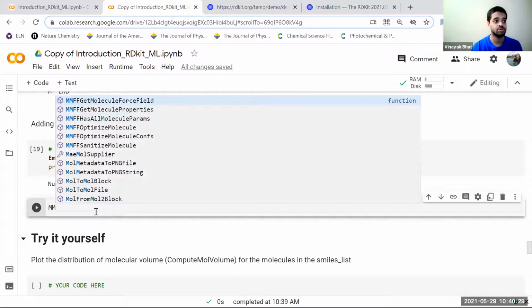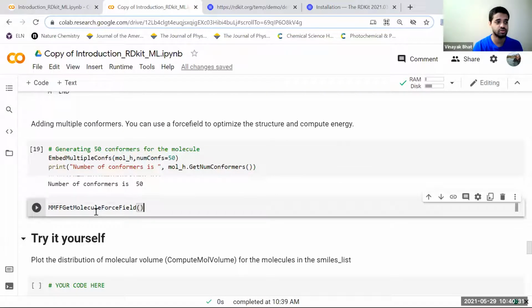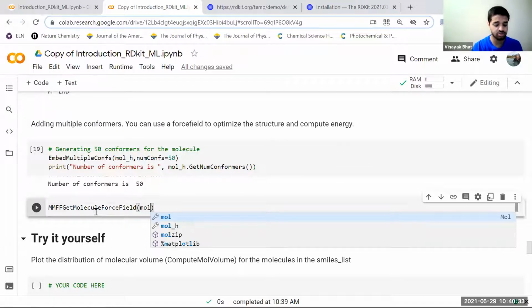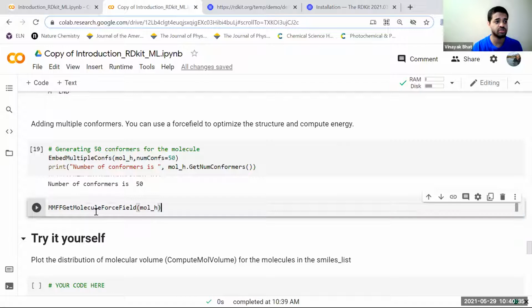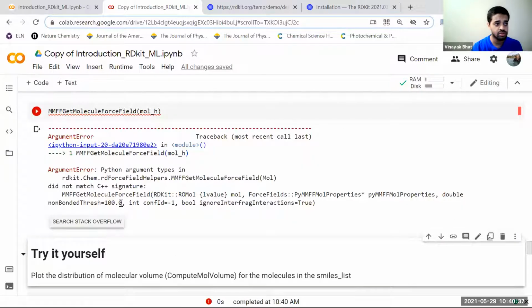So get molecule force field. I think it's like this, if I remember it. Okay, so if you don't know what is happening, right? I didn't know the exact format of this. Even if you type the wrong thing, it shows you what is needed.